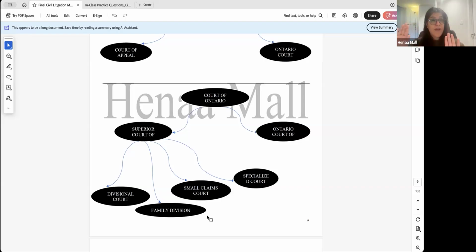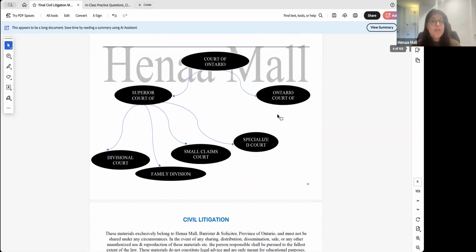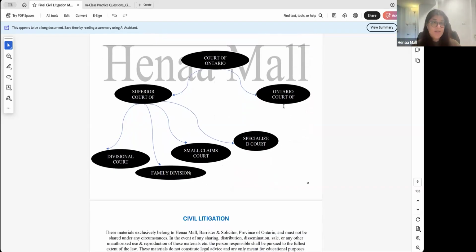We are going to park family division for now because we're going to come to it when I do family law with you. As far as this session is concerned, for the purpose of civil litigation, we will be focusing on divisional courts and small claims courts. And of course, we're also going to be talking about Superior Court of Justice as such. Ontario Court of Justice does not have civil jurisdiction. So Ontario Court of Justice essentially has criminal jurisdiction, and we are going to talk about it when we do criminal procedure or criminal litigation.